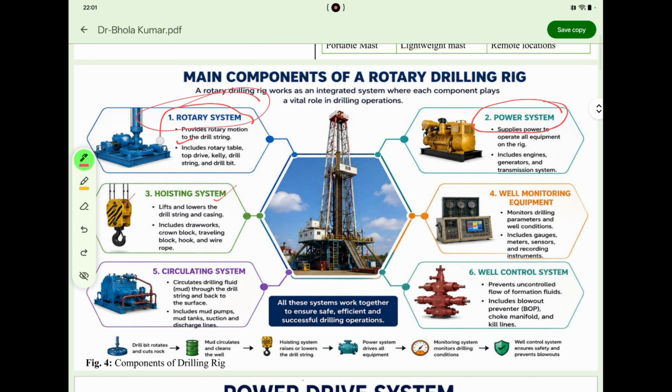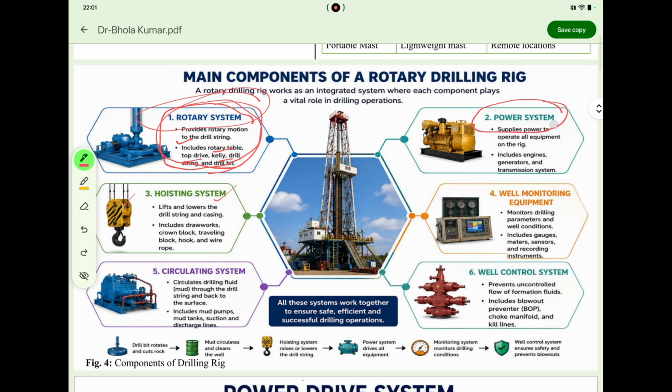This is the basic function, and it includes the rotary table, top drive system, Kelly, drill pipe, and drill collar. We will discuss this in detail, so don't worry about it. Right now, you just need to think about these things.